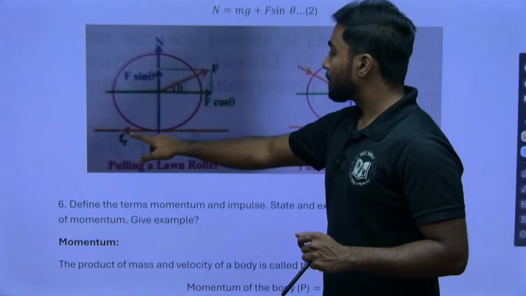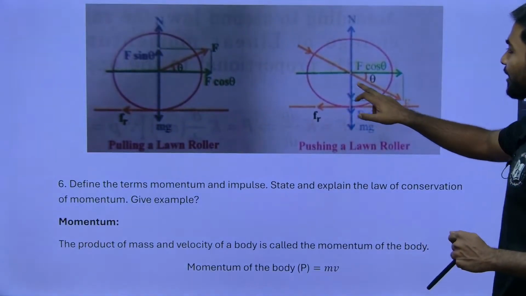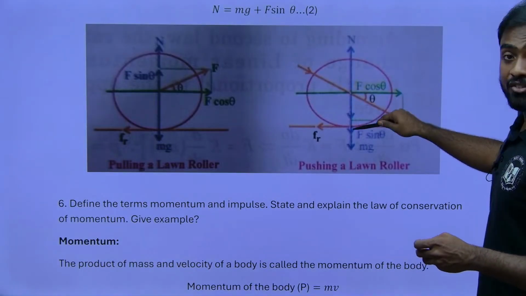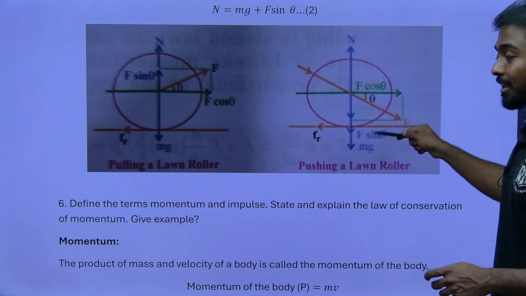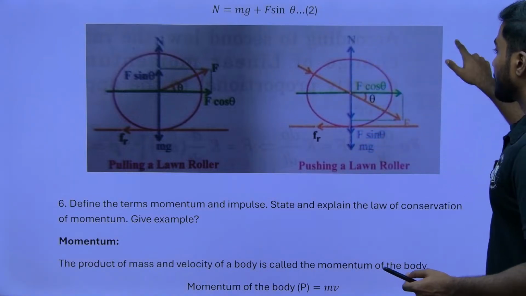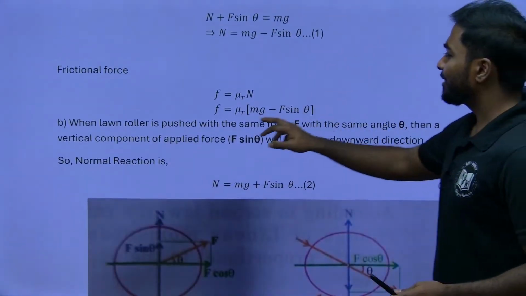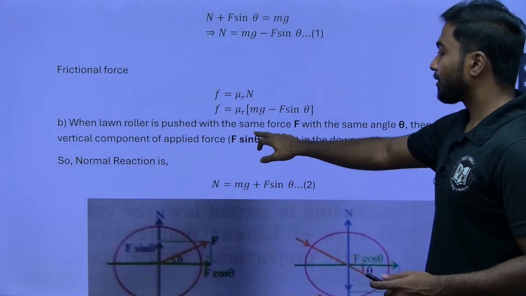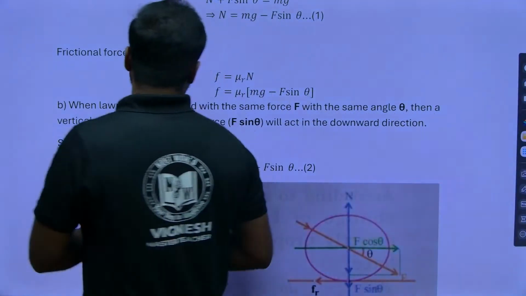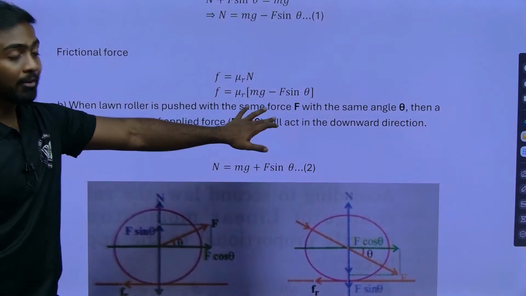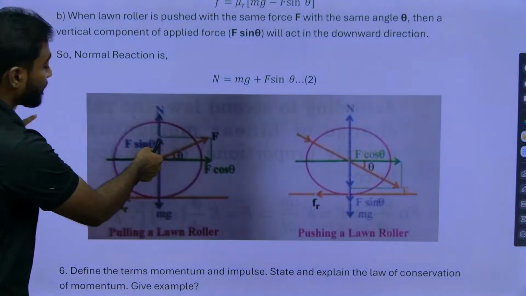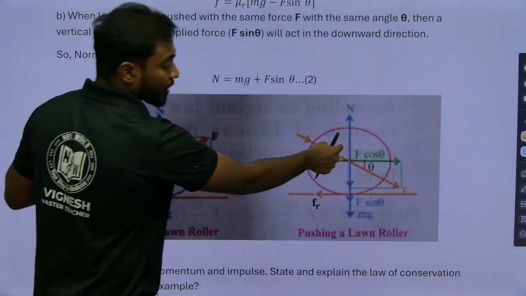So F cos theta will be equal to friction. When we are pushing it, the normal reaction will be equal to mg plus F sin theta, so the normal reaction is more. If you see here, when the roller is pushed with the same force at the same angle, the vertical component of the applied force, F sin theta, will act downwards. When we are pulling it is upward, when we are pushing it is downward.